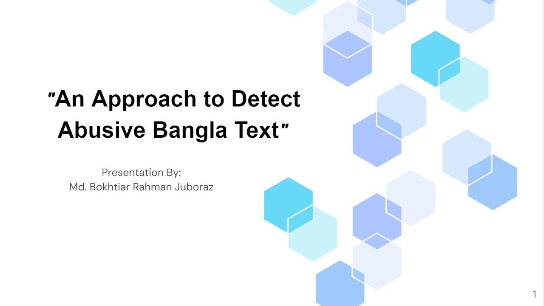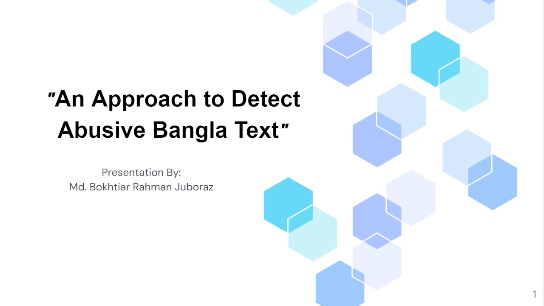Let's start with a brief overview of the paper. The primary focus is on detecting abusive text in Bangla language, addressing the rising concern of cybercrime in Bangladesh. We will discuss the proposed algorithm and the utilization of unigram string features to enhance the accuracy of the detection.